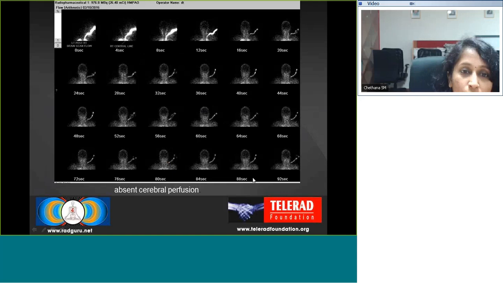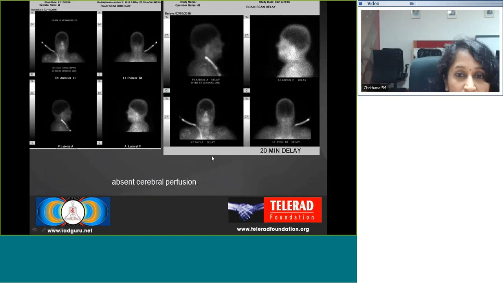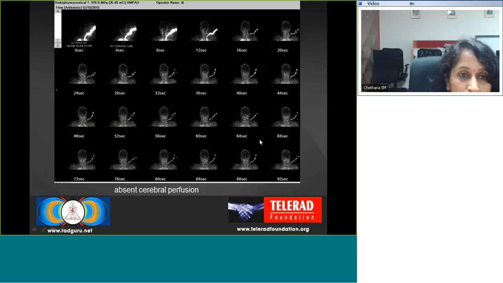Next is the set of posterior images, which are taken again at an interval of 4 seconds, and there are delayed images which are taken like lateral, anterior, all these are delayed images, that is, 20-minute delayed images.